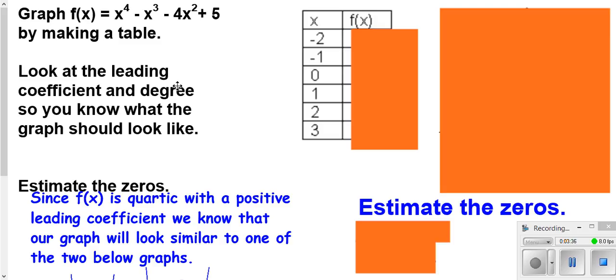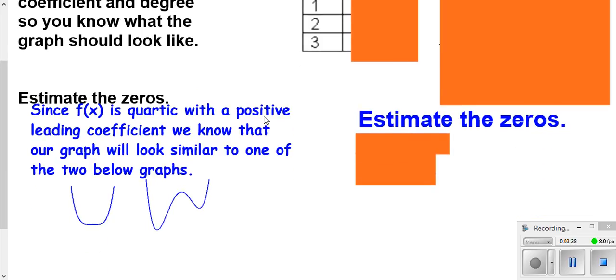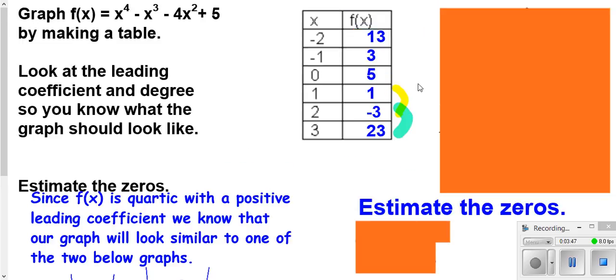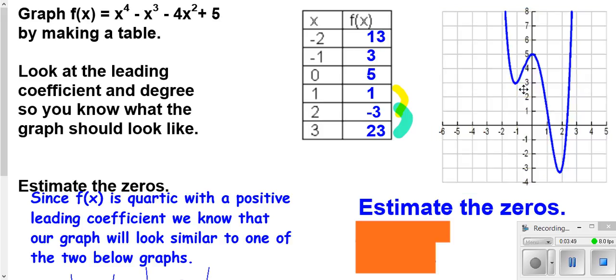It's an even degree, and positive in front, so we know it's going to be going up on both sides. So we need to make ourselves a T-chart till we know we go up on both sides. And we graph it, and we get this basic shape. Estimating our zeros, we get it crossing between 1 and 2 and between 2 and 3. Now, we can write that down.